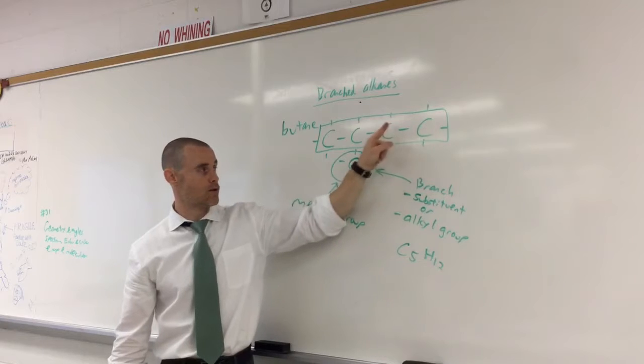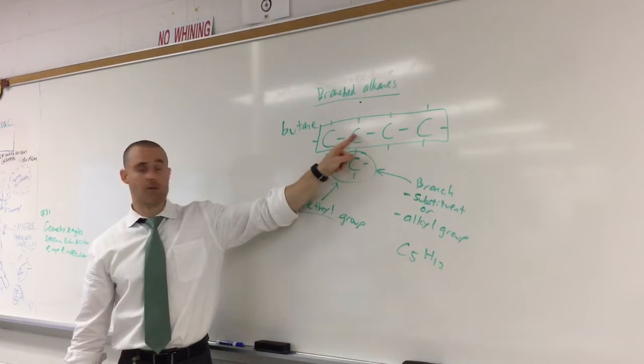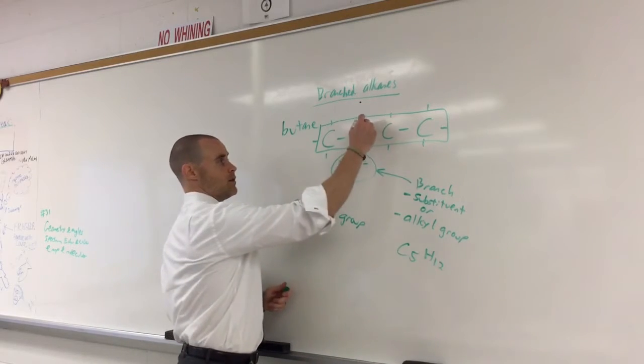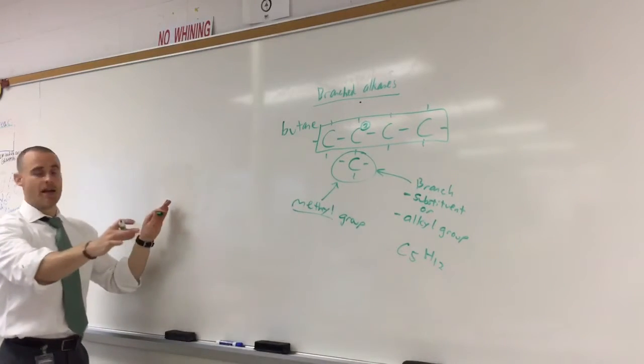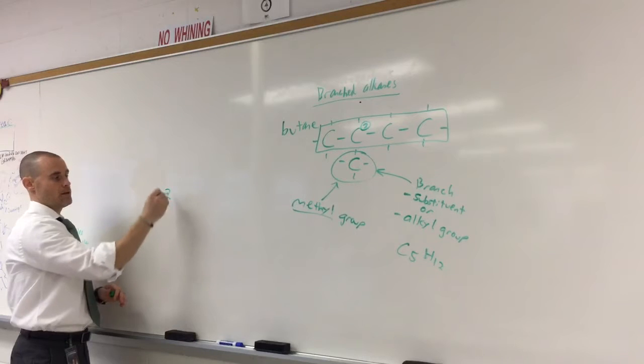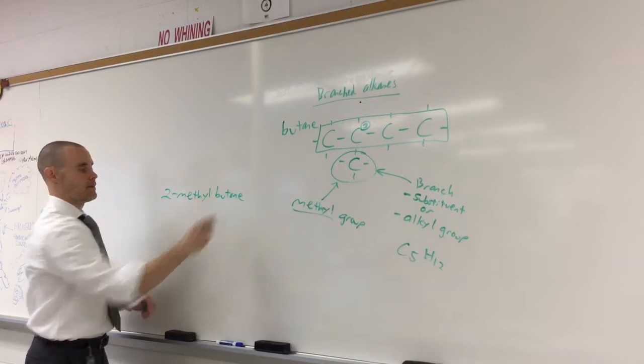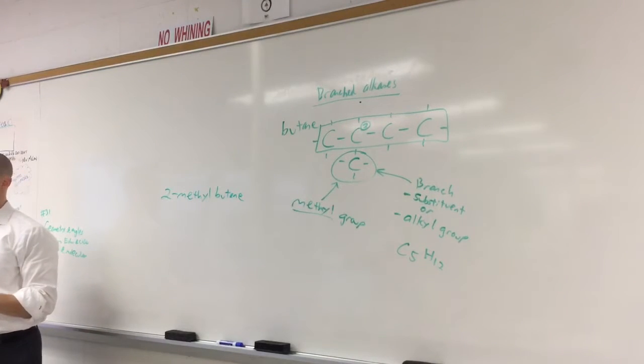So if I go 1, 2, 3, that number's too big. I want the 2 instead of the 3. So this is carbon number 2. So now here's the name. You write 2-methyl butane. That's how we would name that structure.